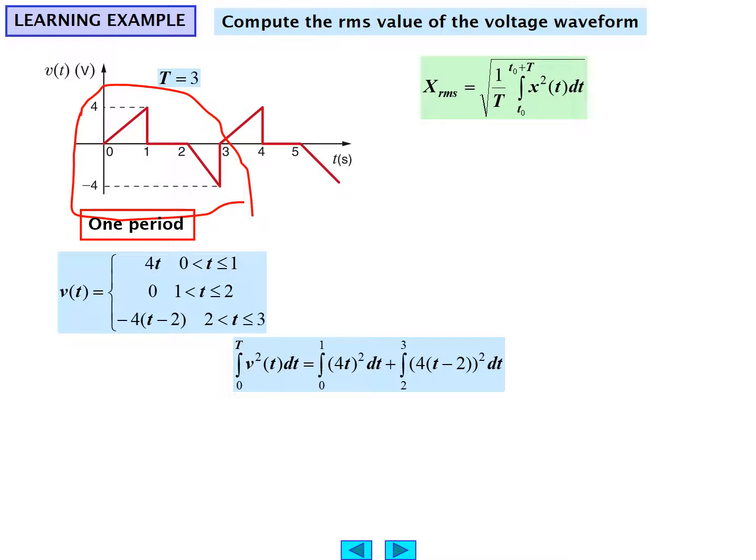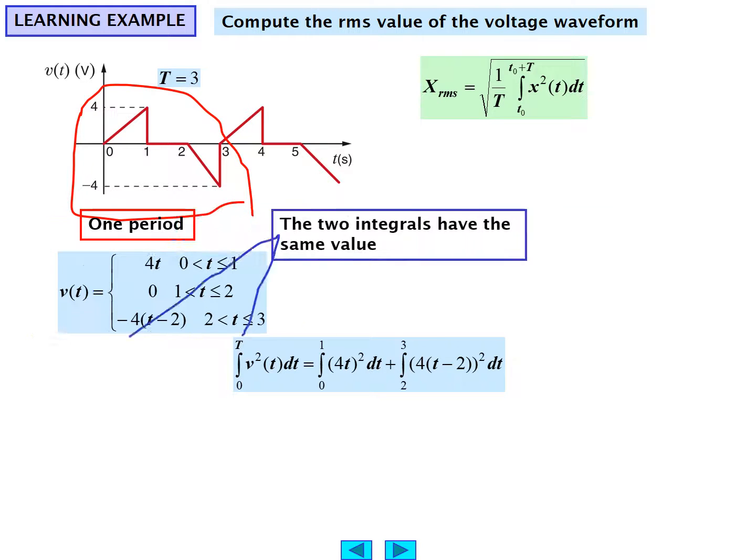squared of t dt, and we do that integration by parts. That's why you learned integration by parts in calculus. Integral from 0 to 1 of 4t squared. We don't have to integrate the second interval from 1 to 2 because it's 0. And the last interval from 2 to 3 is the quantity 4 times t minus 2 quantity squared dt. So now it reduces to a problem in calculus.